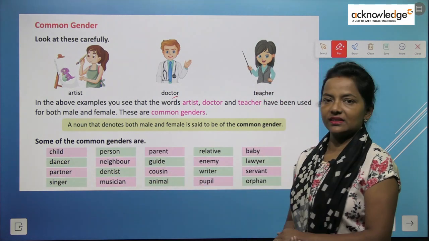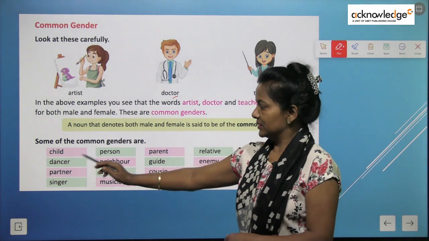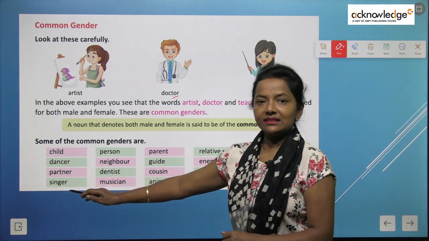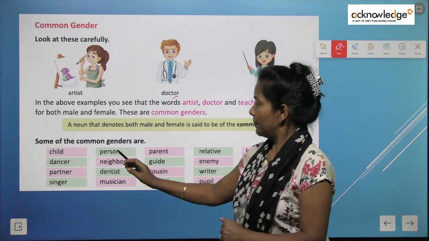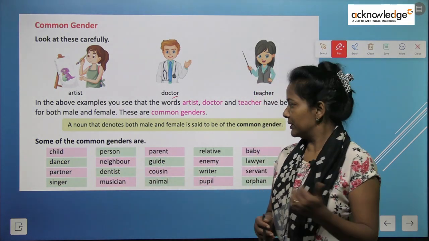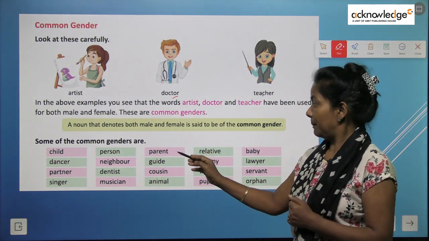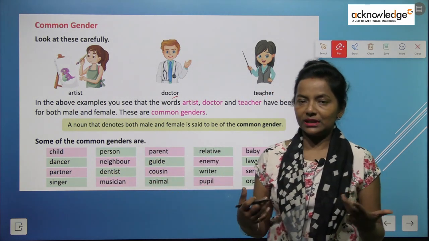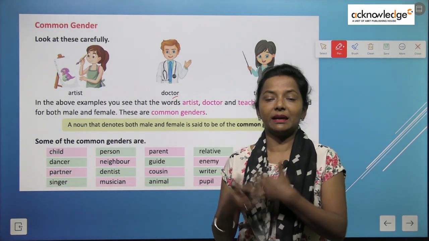Some of the common genders are child, dancer, partner, singer. ये सब common genders हैं. ये male भी हो सकते हैं, female भी हो सकते हैं. Person, neighbor, dentist, musician, parent. अब आप बोलते हैं my parents, आप बोलते हैं ना my parents have come, my parent has come.